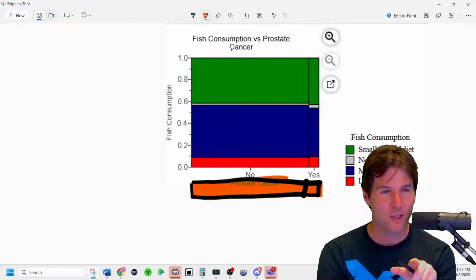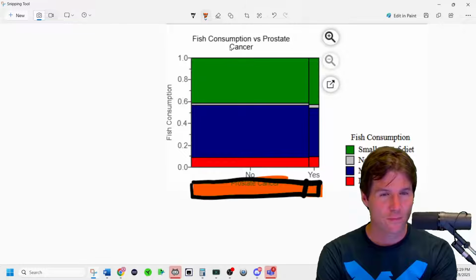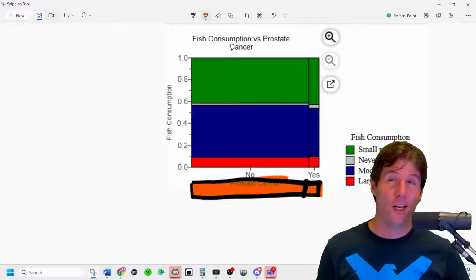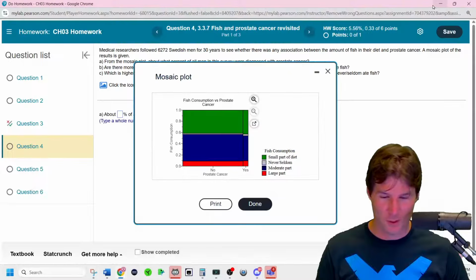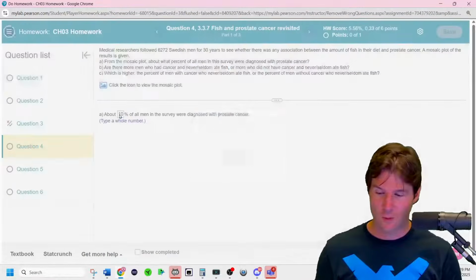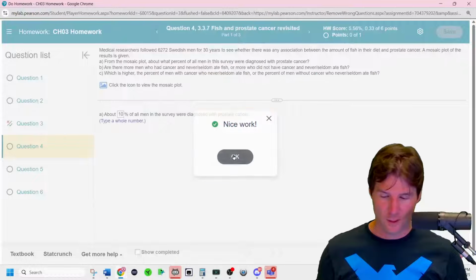Anyone want to take a guess? Thank you so much. We'll find that one next. Javante says 10%. I think you're right, Javante. That's about 10% of my Twix bar. So that's what it's doing in the marginal display. It just wants to know what percent of the yes and what percent of the no. And there it is right there.